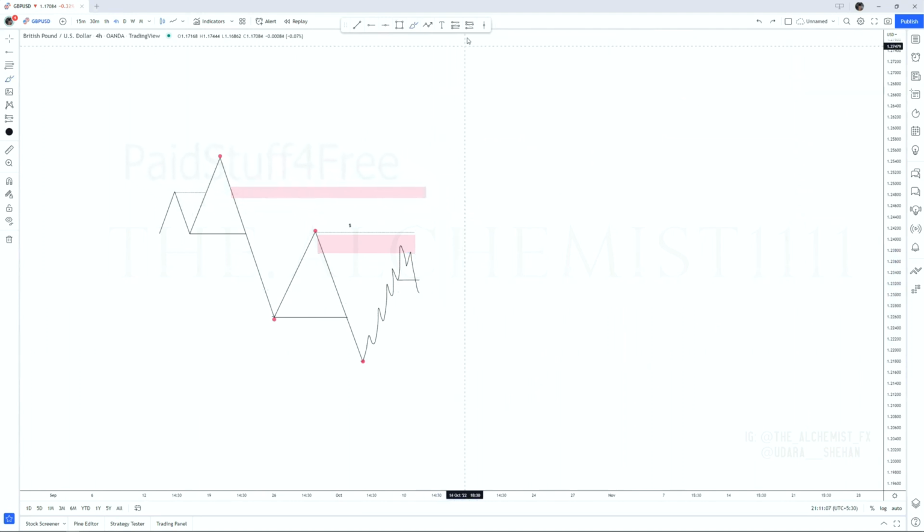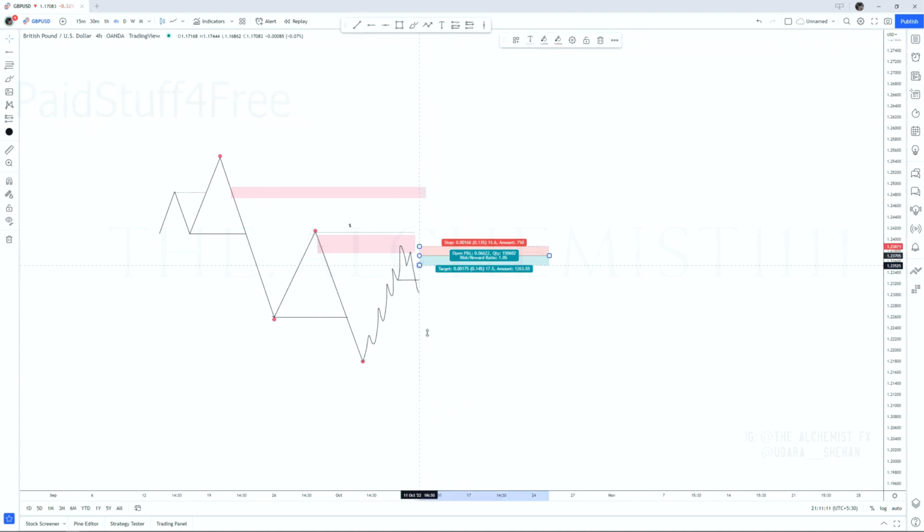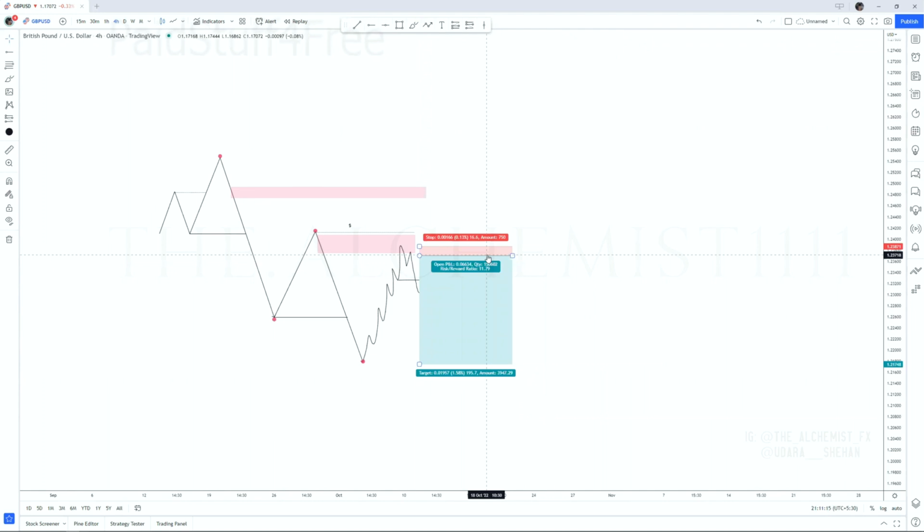So what they would do is once it goes back up, they'll sell it, stop loss above that newly created high, and they'll target lower prices once again. So that way they can increase the risk to reward, right? This is what the majority of the traders would do. We know that.